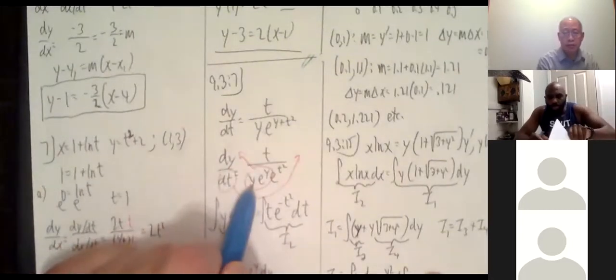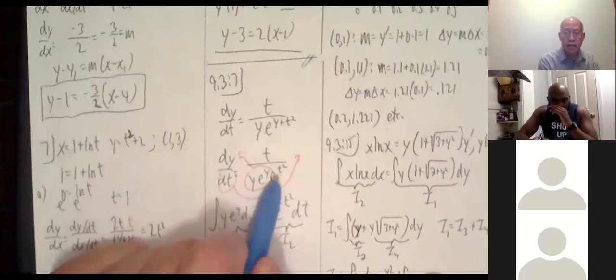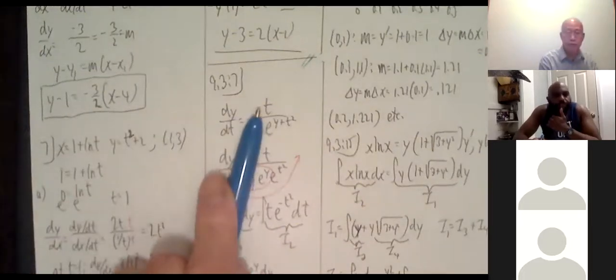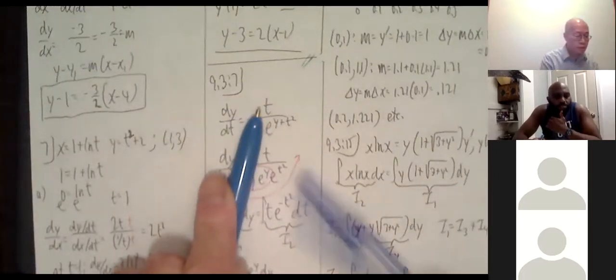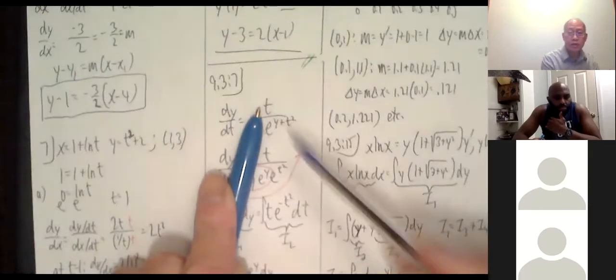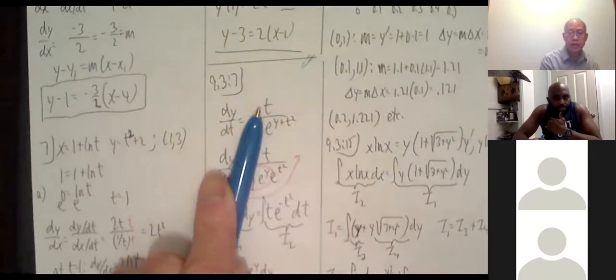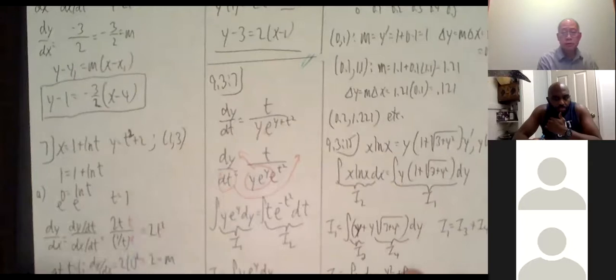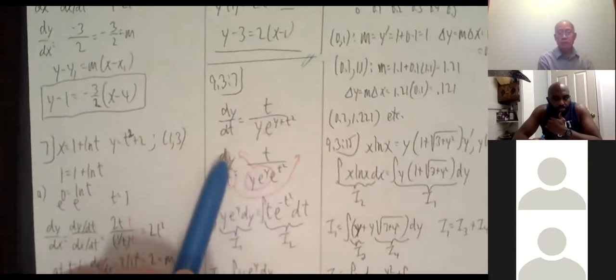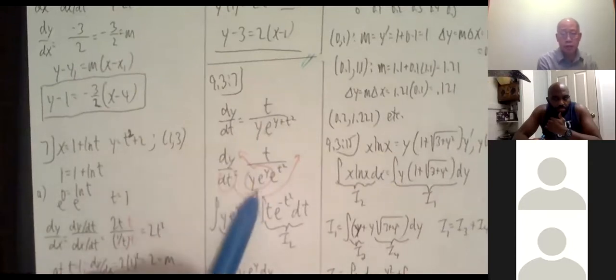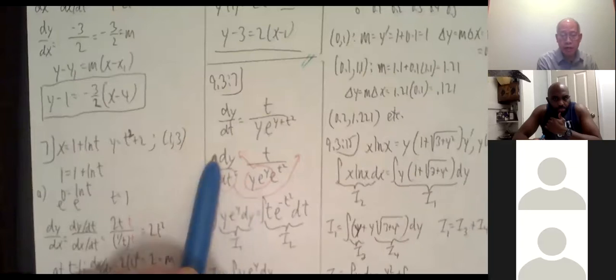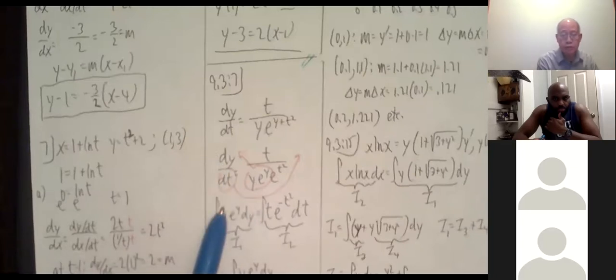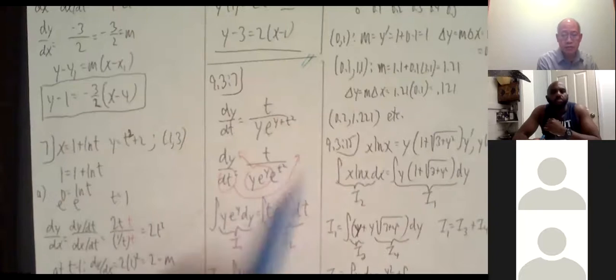So I split that up into y e to the y, e to the t squared. So ignore the y temporarily. e to the y plus t squared is e to the y, e to t squared, right? Okay, so we're doing separable equations. So multiply by y e to the y, that comes up here. Multiply by dt, it comes over here.